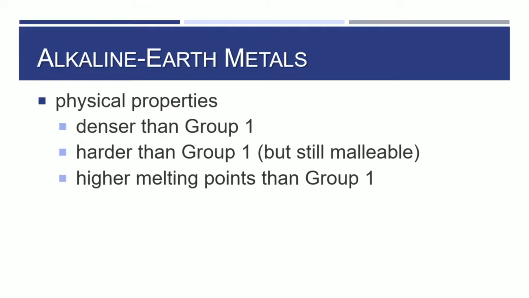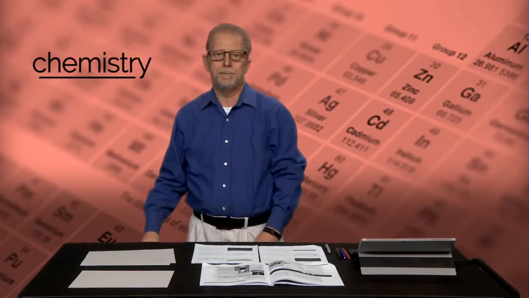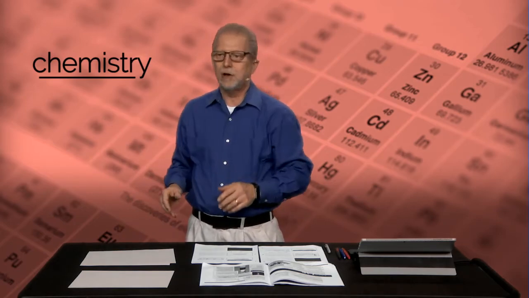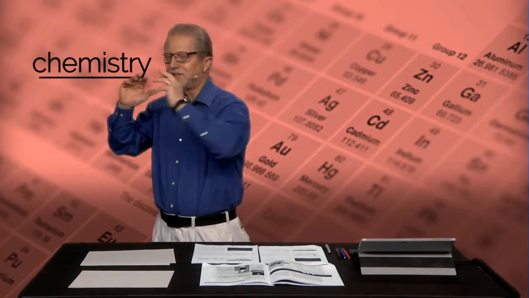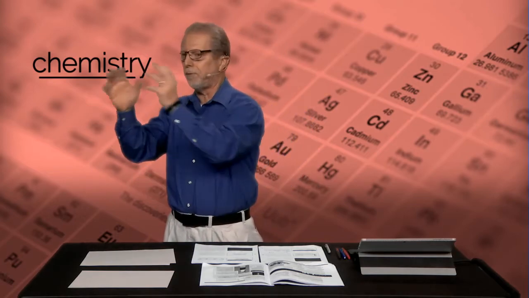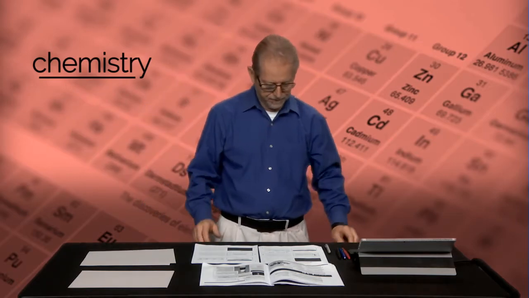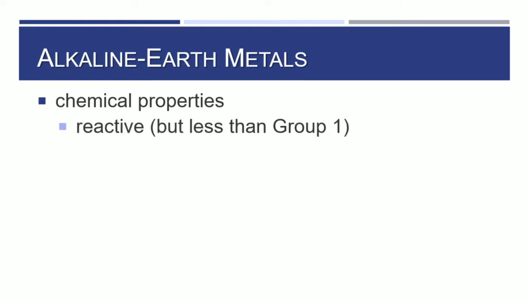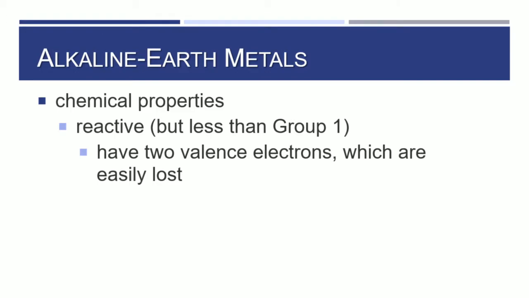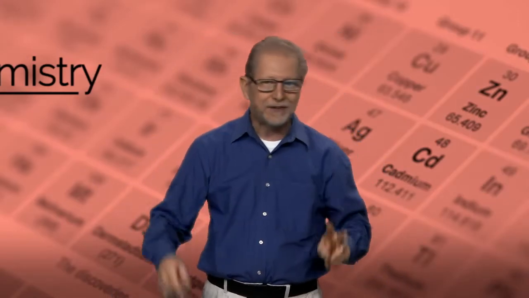Higher melting points. Everything that is extreme in the group 1 is going to be less. So the group 1 is the lightest. This is heavier. The group 1 is the softest. This is a little harder. The group 1 is the most active. That's chemical. This is less active. And that's the chemical properties. Reactive, but less than the group 1. Why? Because you have 2 valence electrons. It says they are easily lost, but is it as easy to lose 2 as it is to lose 1?